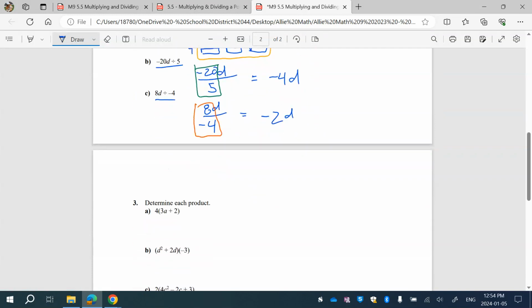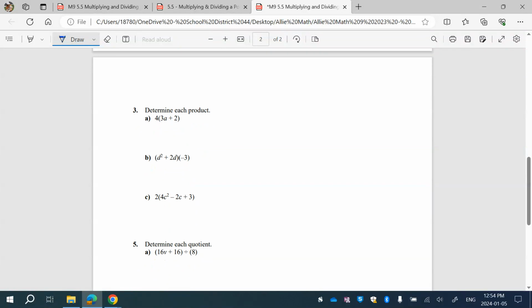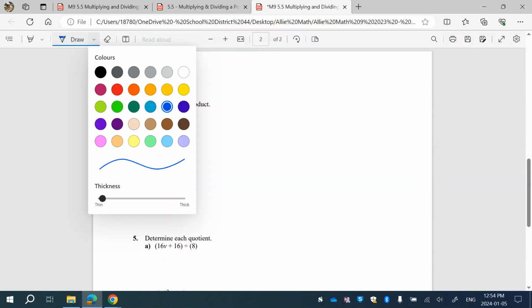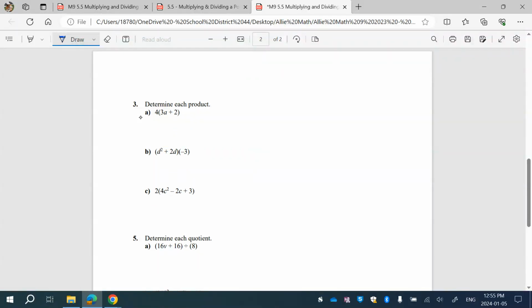Okay, so let's, if you want, maybe I'll show the tile method this time. So I'm going to draw 3a plus 2, so 3a and 2, and I'm going to draw it 4 times. Okay, 3 a's and 2, 3 a's and 2, and right there, 3 a's and 2.